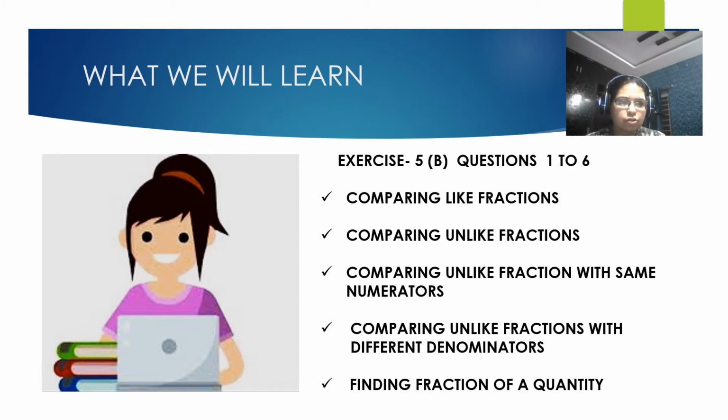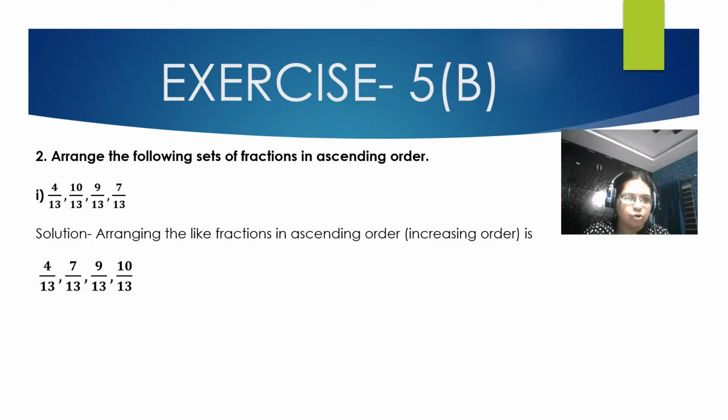Let's solve some questions. Now we'll solve question number 2. Question number 2 is arrange the following sets of fractions in ascending order. First bit is 4 divided by 13, 10 divided by 13, 9 divided by 13 and 7 divided by 13. We have to arrange these fractions in increasing order.